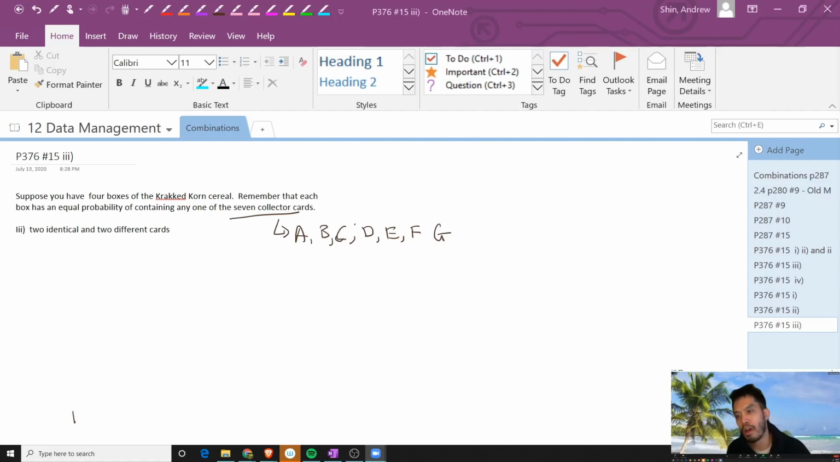Alright, suppose you have 4 boxes of the cracked corn cereal. Remember that each box has an equal probability of containing any one of the 7 collector cards. This is part 3, where they're asking for 2 identical and 2 different cards.